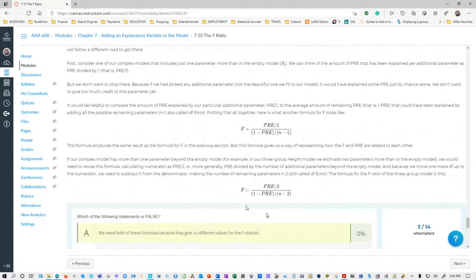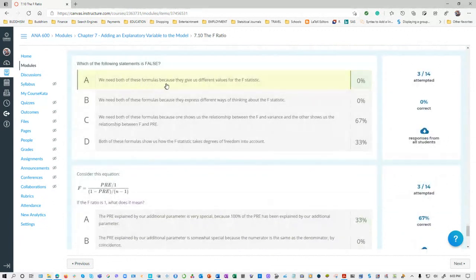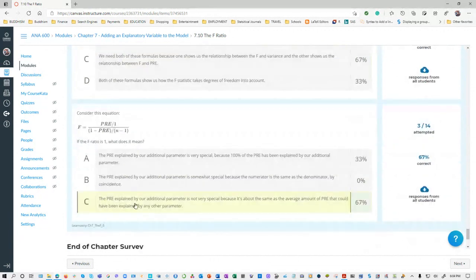I think we did this in the beginning, that F can be explained even in terms of PRE. We need both these formulas because they give us different values of the statistics. Continuing the equation, the PRE explained by additional parameters is not very special because it's about the same as the average amount of PRE that could have been explained by another parameter.